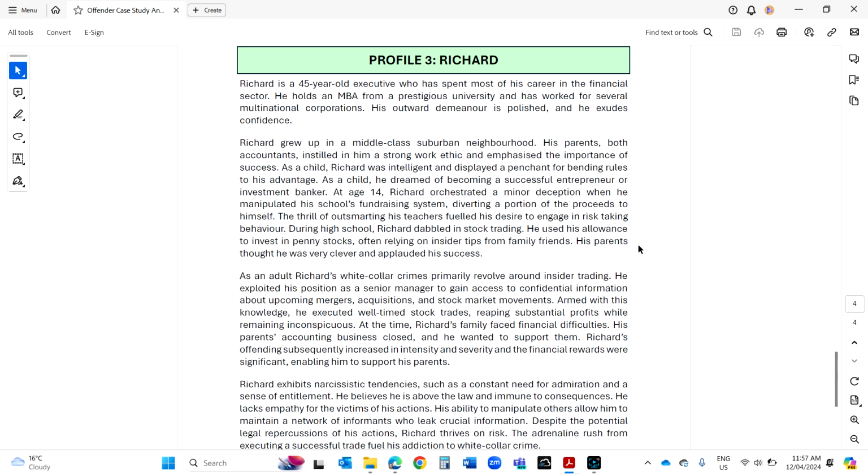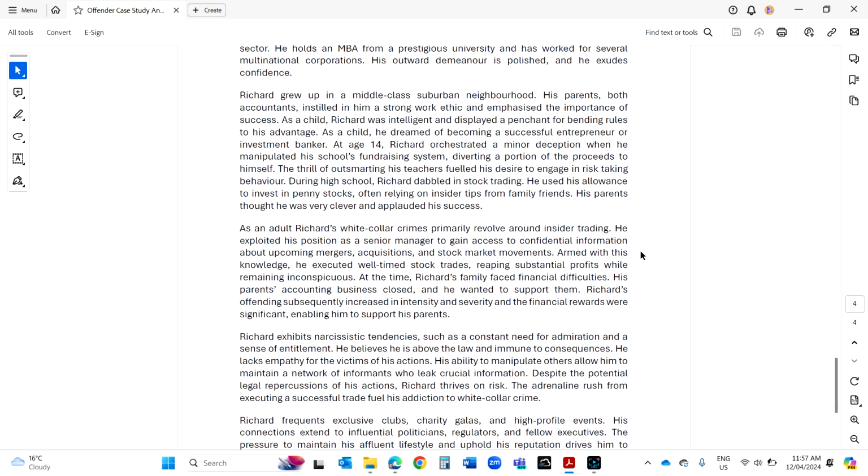And so during high school, he then dabbled in stock trading, and he used the allowance to invest in penny stocks, relying on insider tips from family and friends, which is obviously a big no-no. But his parents thought he was very clever. They applauded his success. So he's really getting that reinforcement from his parents.